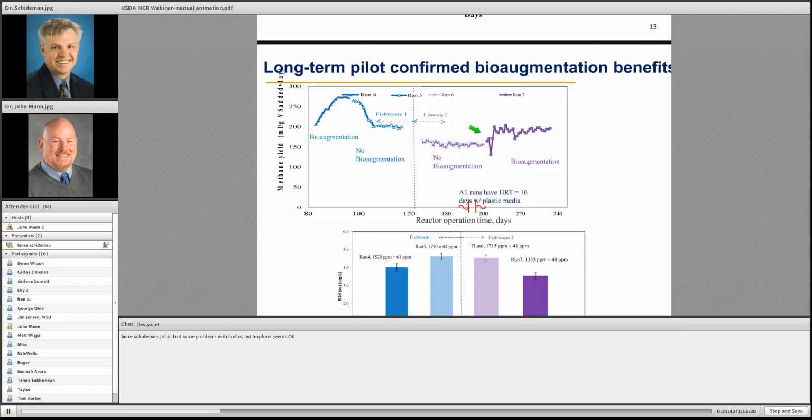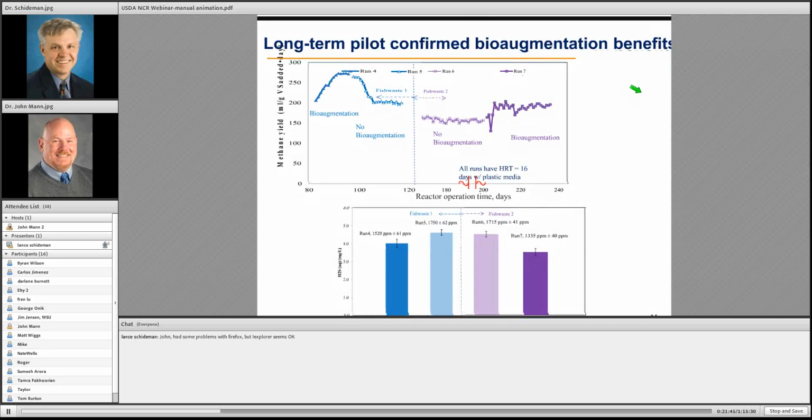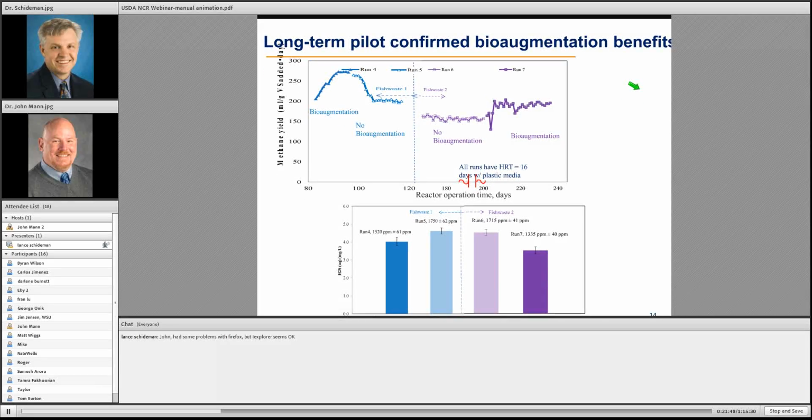Okay, so in this particular case we also did a longer term pilot. Basically, on the left hand side you see bioaugmentation in a darker blue line going up and leveling off in terms of methane production. Then we turned off the bioaugmentation, and you can see it starts to decline and goes down to a lower level. That's a pretty significant loss, from around 275 mils per gram of volatile solids down to around 200.